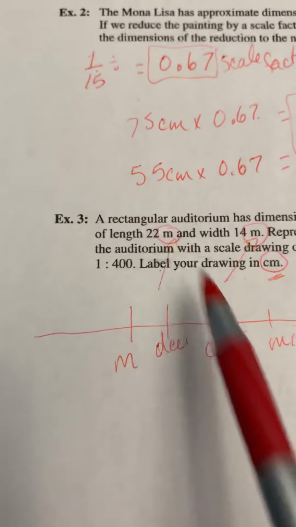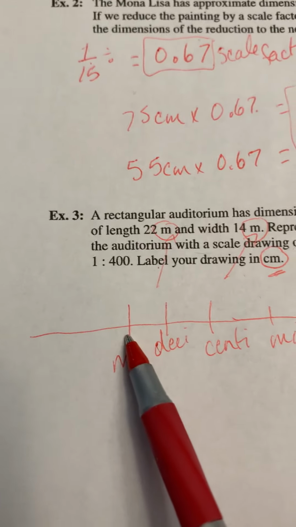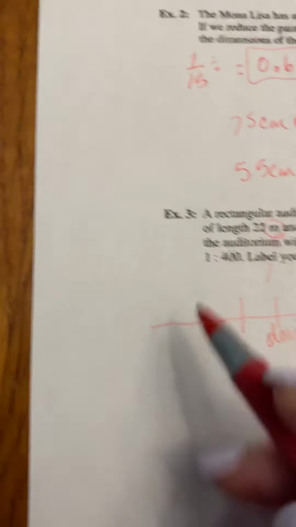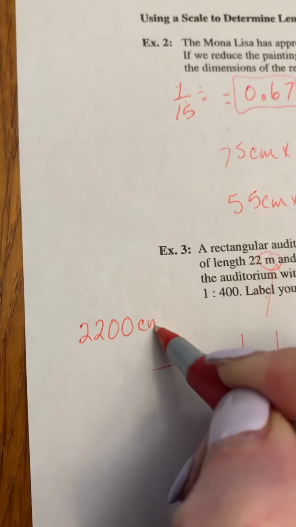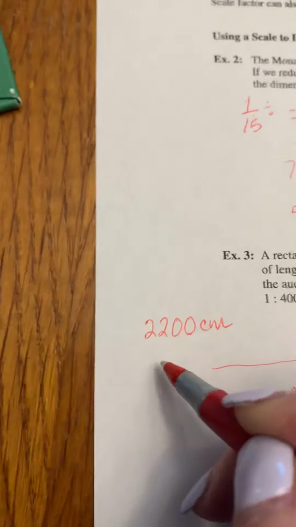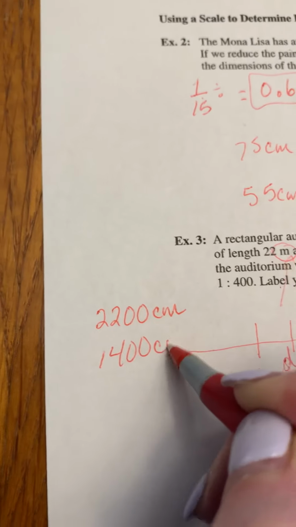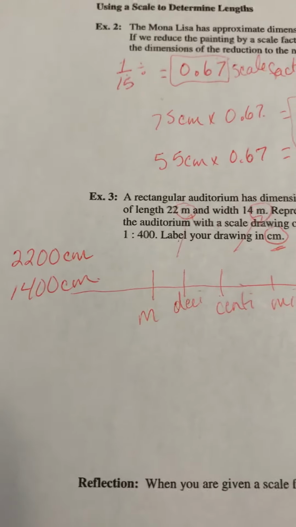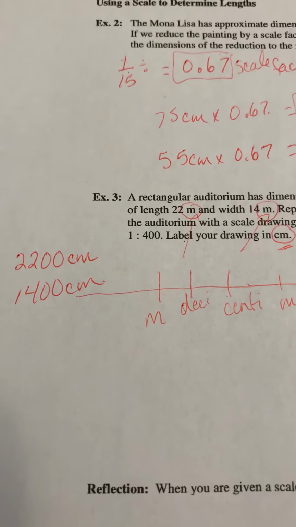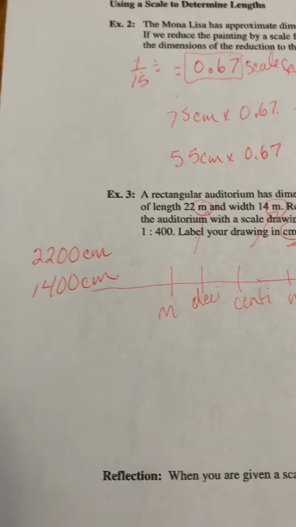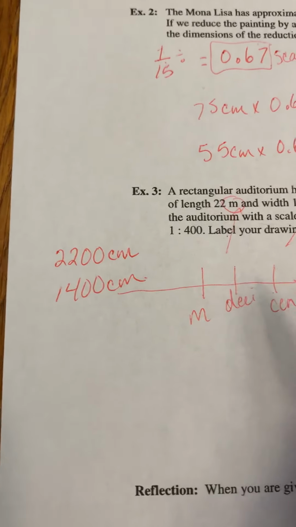So if I were to take these meters and turn them into centimeters, I'm going to move my decimal over 2 places to the right. So that 22 meters becomes 2200 centimeters, and my 14 meters becomes 1400 centimeters, and that's what I'd prefer to work with. You could do it at the end if you want. You could reverse it and turn it back into centimeters when you're all finished, but I like to work with this way.